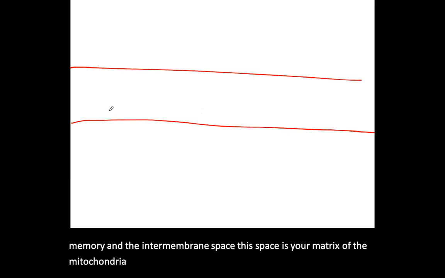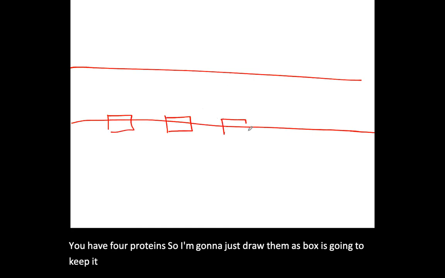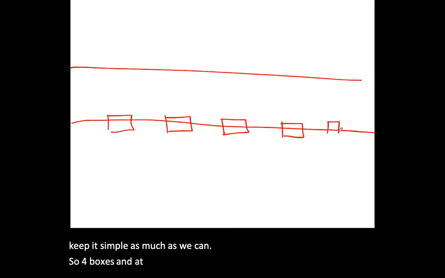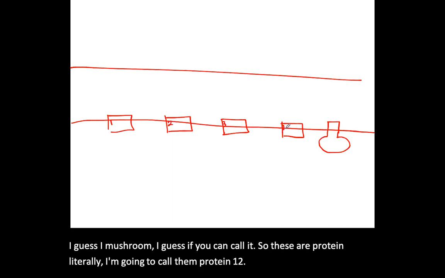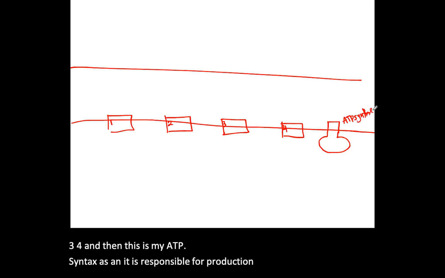Now, within the inner membrane, you have 4 proteins. So I'm going to just draw them as boxes. I'm going to keep it simple as much as we can. So 4 boxes. And at the end of these boxes, I have this kind of mushroom, if you can call it. So these are protein 1, 2, 3, 4. And then this is my ATP synthase, as in it is responsible for production of ATP.